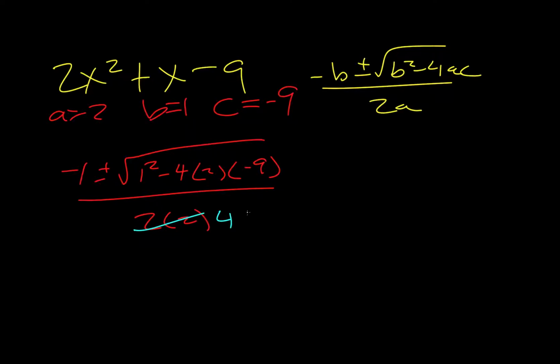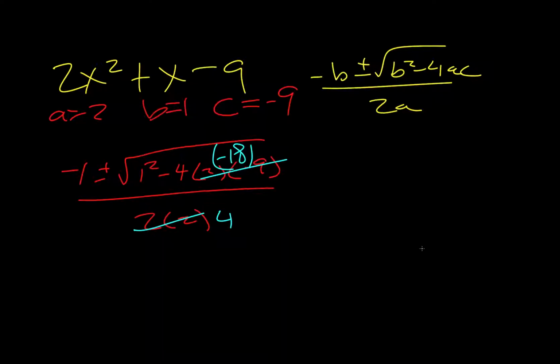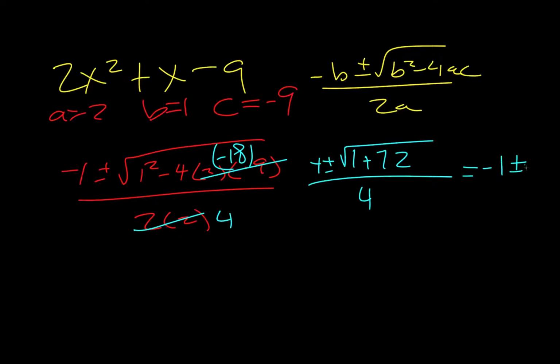Bottom becomes 4. Negative 9 times 2 is negative 18. Negative 18 times 4 is negative 72. So we get 1 minus 72. Oh wait, no, sorry, that's positive, because it's negative times negative, so it's positive 72. And so that is negative 1 plus or minus the square root of 73 all over 4. And that would be our final answer on that.